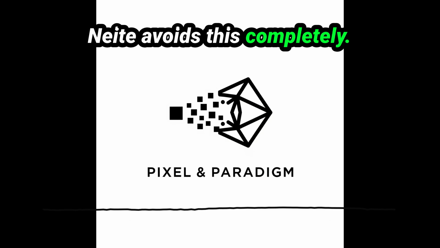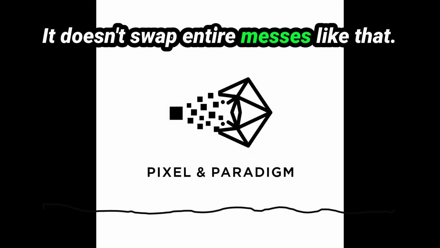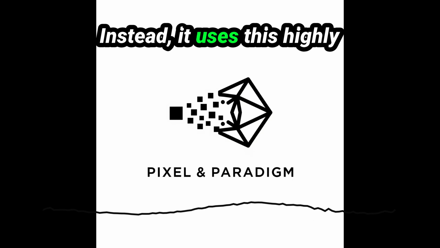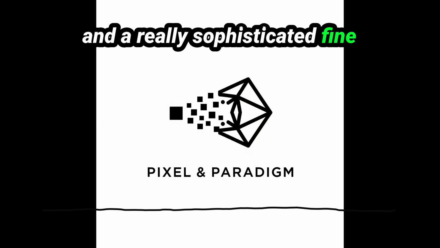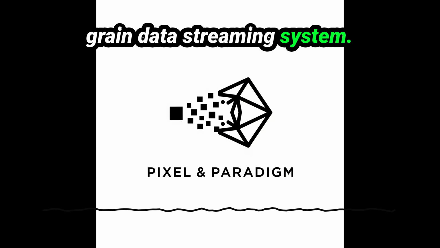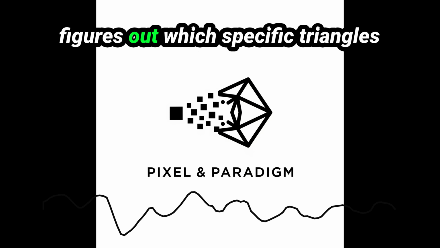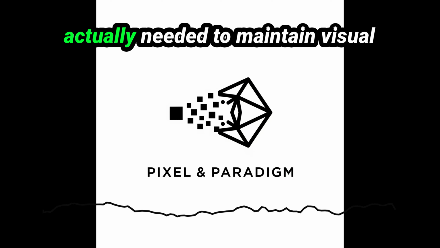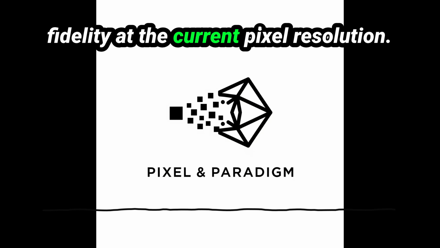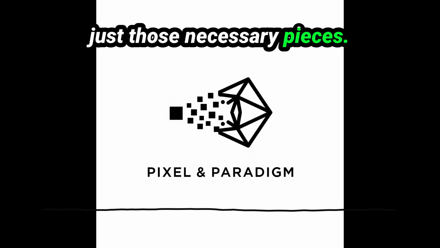Nanite avoids this completely. It works on a much, much finer granularity. It doesn't swap entire meshes like that. Instead, it uses a highly compressed internal mesh format and a really sophisticated fine-grained data streaming system. It looks at the full resolution source mesh, the original high poly one, and figures out which specific triangles or clusters of triangles are actually needed to maintain visual fidelity at the current pixel resolution. Then it streams and renders just those necessary pieces.